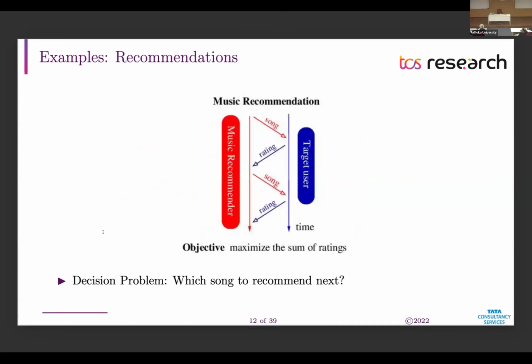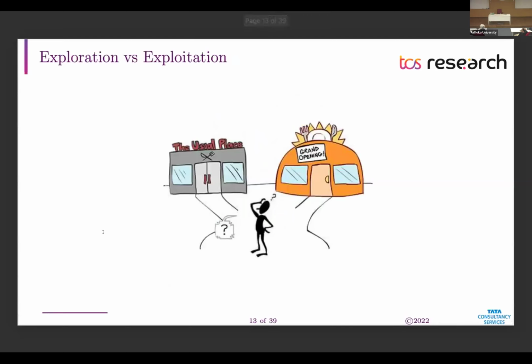Another well-known example is that of recommendation, for example, music recommendation. You have a music streaming platform, and as users walk in, you decide which music to recommend to them, and your reward is, of course, if the recommendation is accepted. So here also the problem is which song to recommend next.